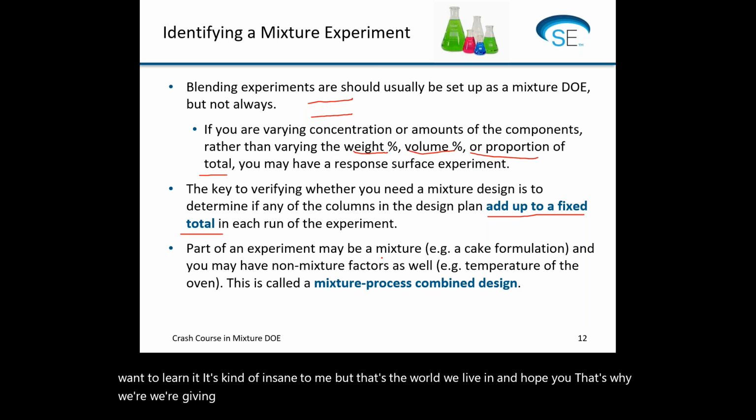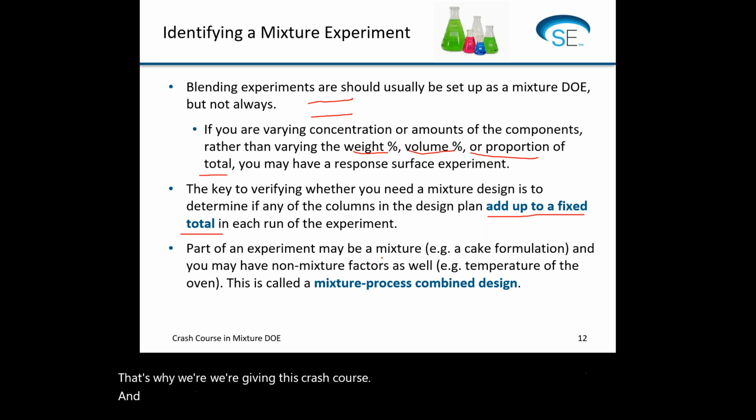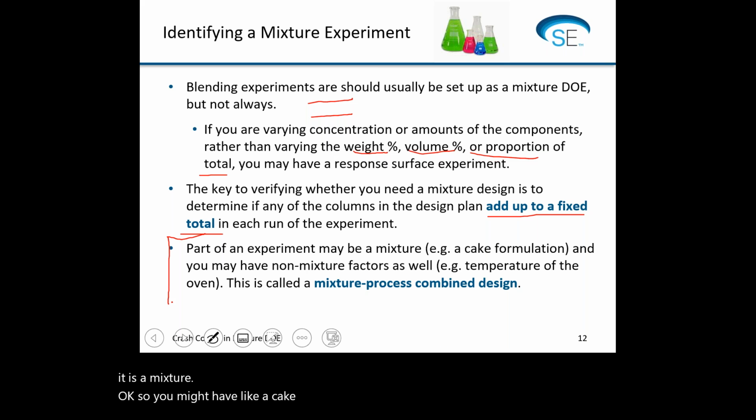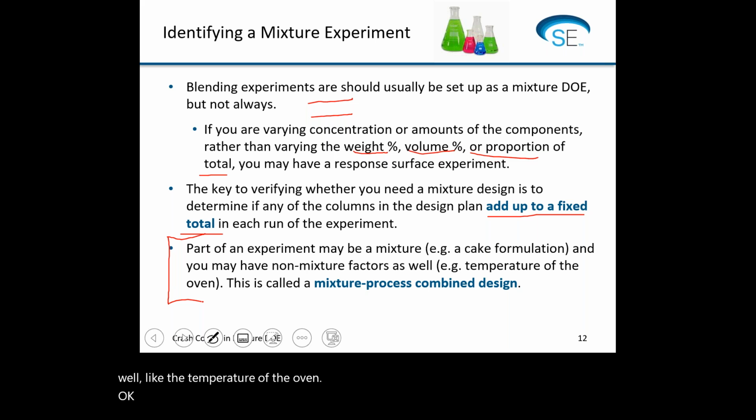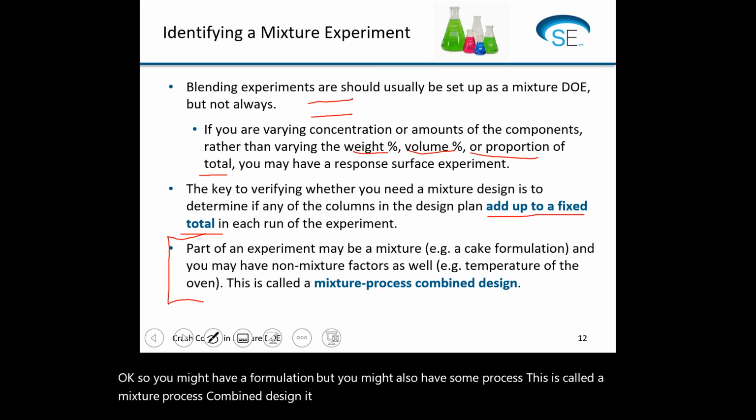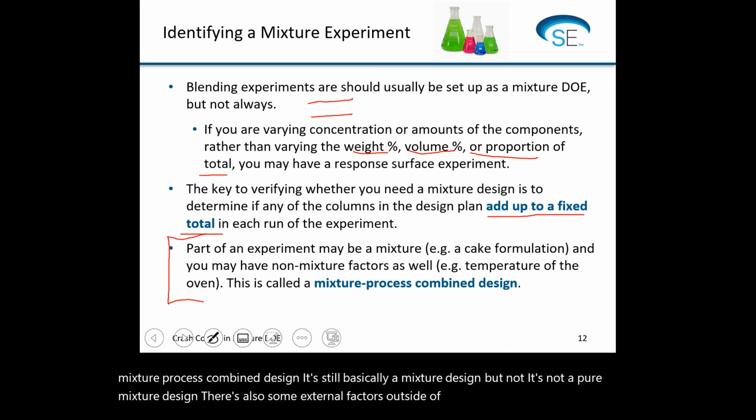One thing I want to point out is that sometimes you may have an experiment where part of it is a mixture. So you might have a cake formulation, but you may also have non-mixture factors as well, like the temperature of the oven. So you might have a formulation, but you might also have some process. This is called a mixture-process combined design. It's still basically a mixture design, but it's not a pure mixture design. There are also some external factors outside of the mixture as well.